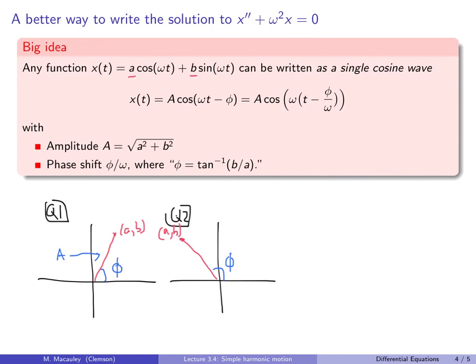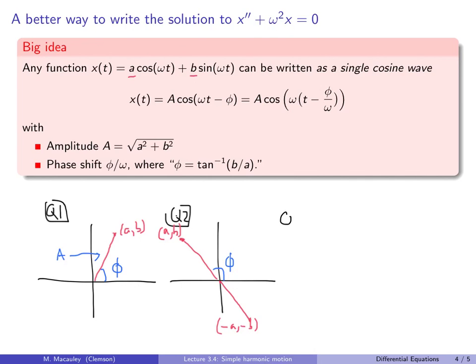And the reason is because this point over here, negative a and negative b, the rotation of this by 180 degrees, is going to have the same tangent, because negative b over negative a is positive b over positive a. So in that case, you have to add pi to the answer your calculator gives you to get the answer that you want.